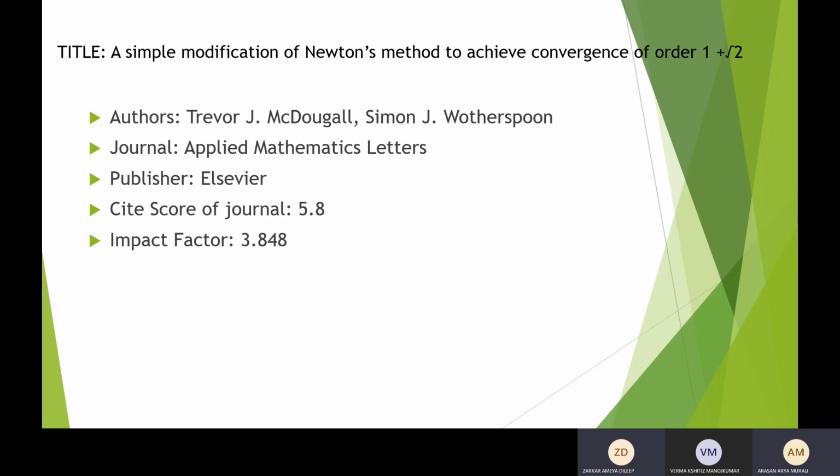The title of the paper is A Simple Modification of the Newton's Method to Achieve a Convergence of the Order 1 plus root 2. It is authored by Trevor J. McDougall and Simon J. Wotherspoon. It is from the journal Applied Mathematics Letters, published by Elsevier, with a CiteScore of 5.8 and impact factor of 3.848.